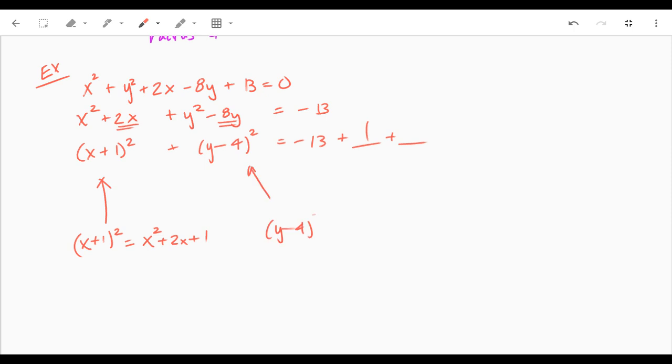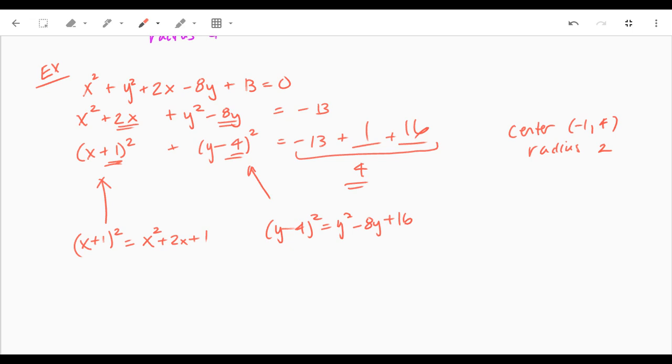Y minus 4 squared would be y squared minus 8y plus 16, which means we need to add in a 16. Okay, so what we've got over here is 4. So our center is negative 1, positive 4, and our radius is the square root of 4, which is 2. A little tricky with that one, but you have seen it before. In Algebra 2, we didn't spend a whole lot of time on it, but you saw it.